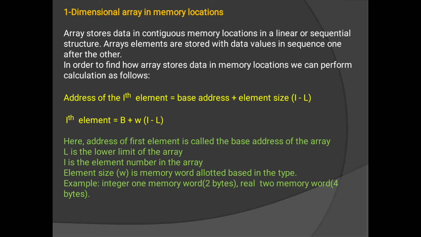Now, in order to find how an array stores the data in memory locations, we can perform calculations using this formula. The address of the ith element equals the base address plus element size, within the bracket I minus L. So if we know the base address, the element size, and L, that is the lower limit of the array, then we can find the address of the ith element.